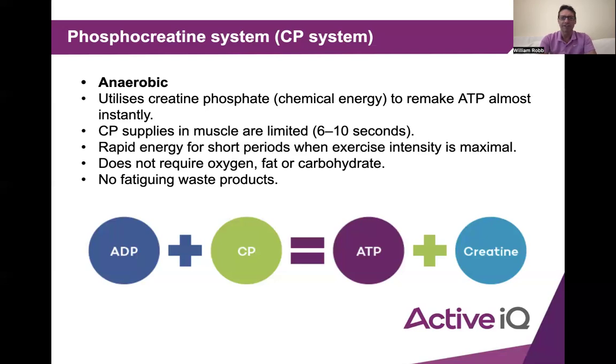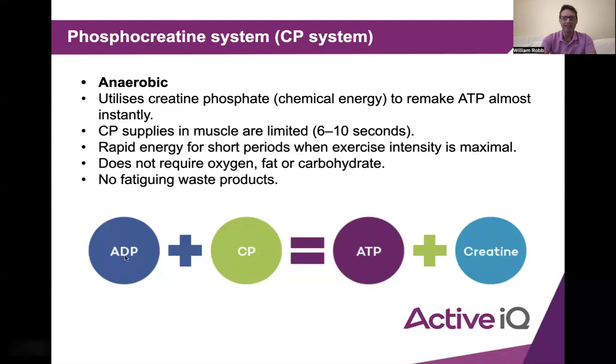Let's look now. Creatine phosphate supplies in the muscle last for about 6 to 10 seconds. So if you have 6 to 10 seconds of energy, start thinking about what kind of athlete would use creatine phosphate that would last between 6 and 10 seconds. Rapid energy for short periods where the exercise intensity is maximal. It's an explosive exercise or explosive energy system. It does not require oxygen, fat, or carbohydrate.